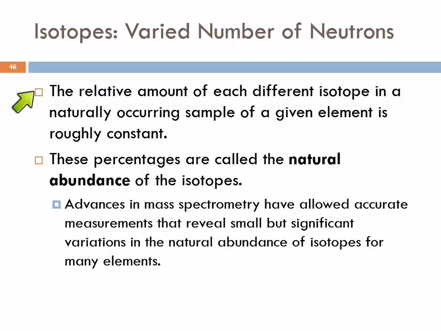The relative amounts of each of those different isotopes in a naturally occurring sample is going to be roughly constant. So if you isolate carbon from some trees down the street, and you analyze the relative abundance of the different isotopes of carbon from those trees, and then you go to Russia and you get some carbon from there and you analyze it, the percentages of the different isotopes are going to be relatively constant. Not exactly the same, but pretty close. And those are called the natural abundances of the isotopes.